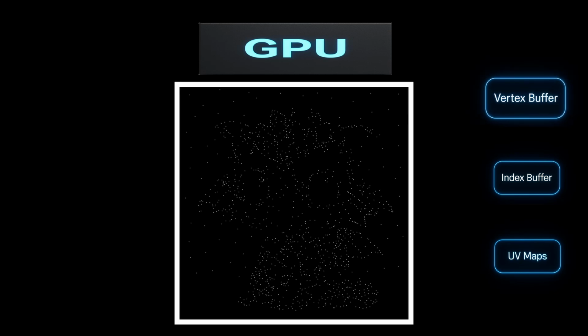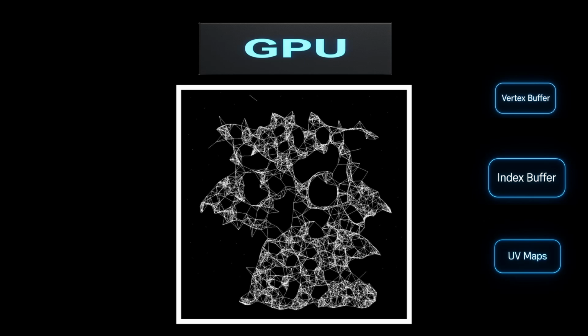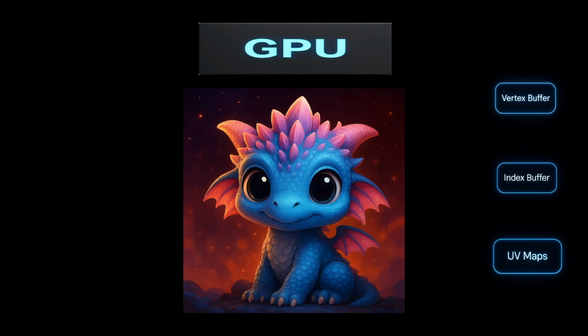Output generated by the ALU is packed into a memory buffer and transferred to the GPU. Here the graphics API organizes data into structured formats. The vertex buffer holds coordinates for a 3D model. The index buffer connects vertices by lines. UV maps link vertices to texture and color.